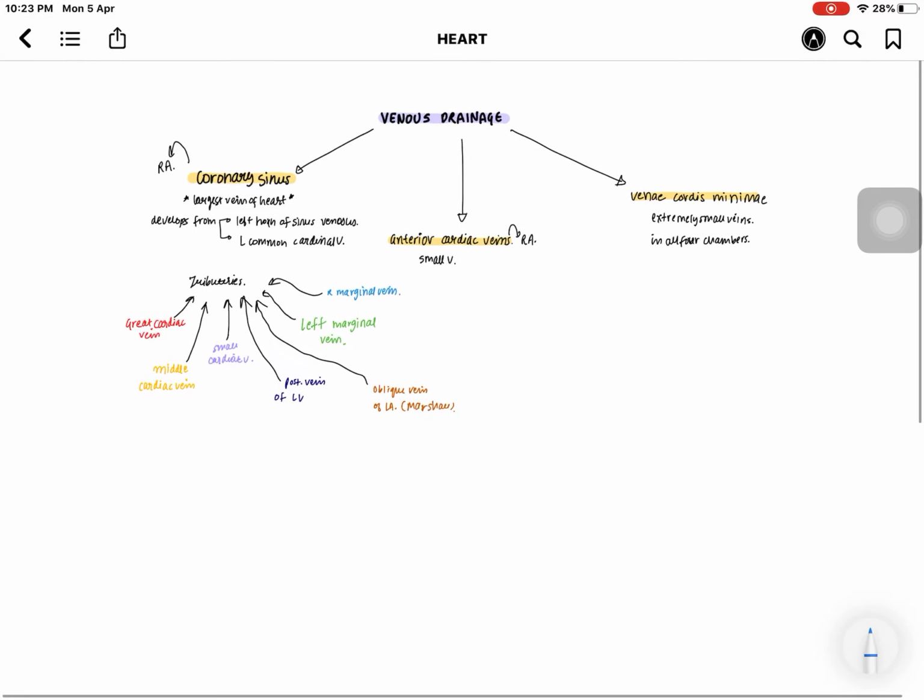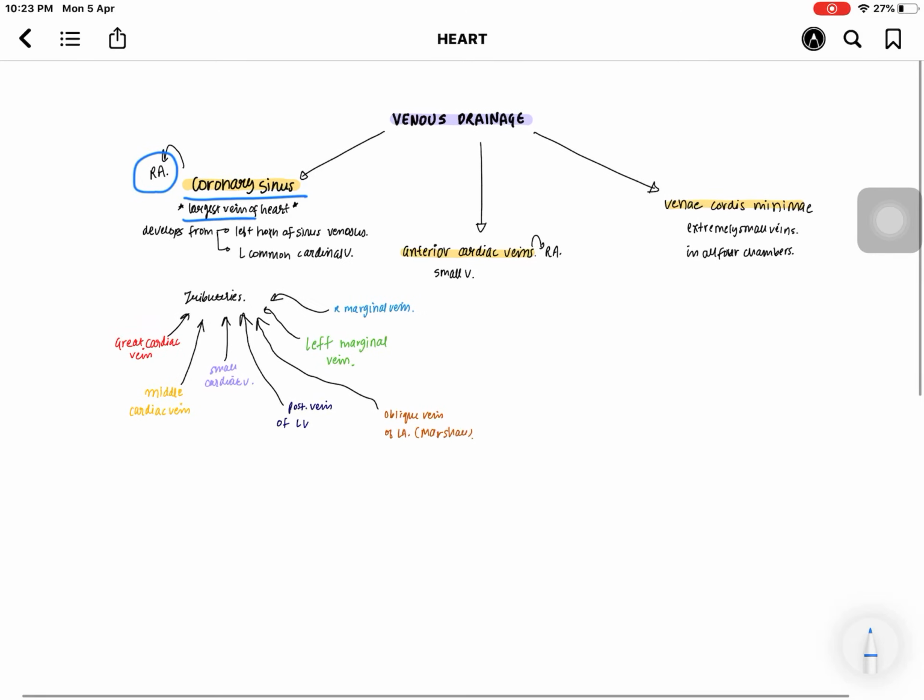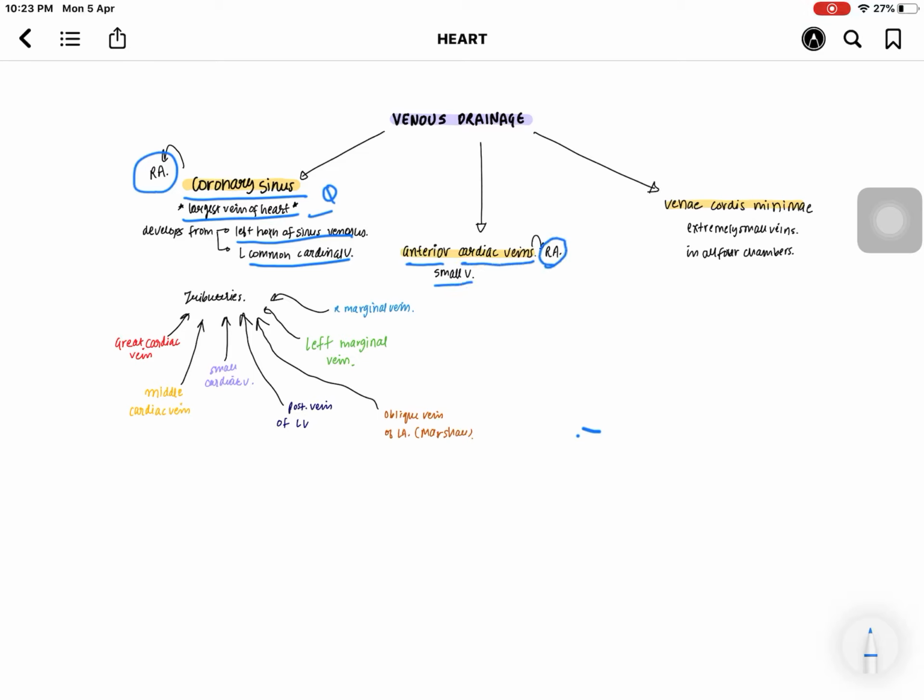Then coming to the venous drainage of the heart. The main venous drainage is the coronary sinus, which opens in the right atrium. This is the largest vein of the heart. This is an important MCQ, and it develops from the left horn of the sinus venosus and common cardinal vein. And there are also anterior cardiac veins that open into the right atrium, and small veins. Venae cordis minimae are extremely small veins that drain into all four chambers.